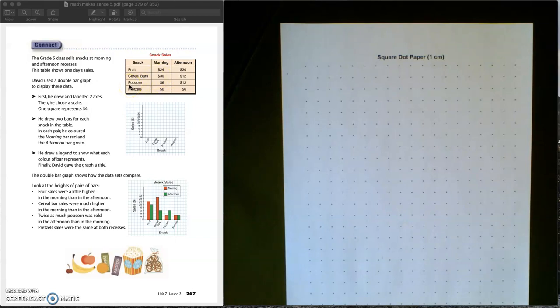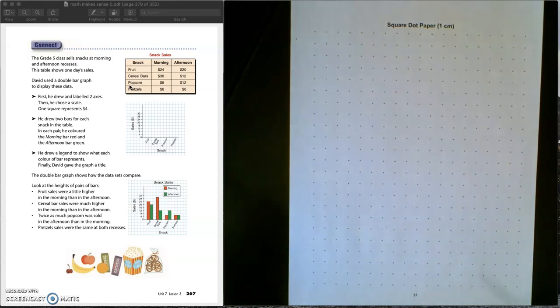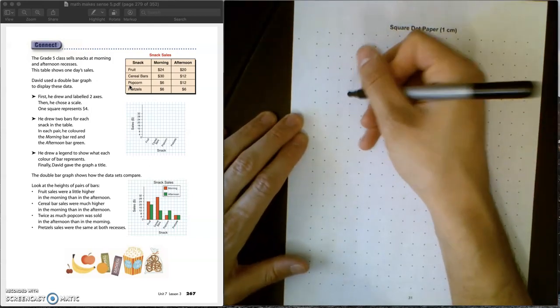So I have dot paper, just because I don't have graph paper at home. It works the same. I actually like doing my double bar graphs on dot paper a lot of the time anyway, just because I like the way the lines show up, usually. So we're going to start by doing our axes, which is the lines that make up the outside of the graph. I'm going to do mine fairly big, just because I'm not sure what my scale is going to be yet. And then I can adjust it as necessary.